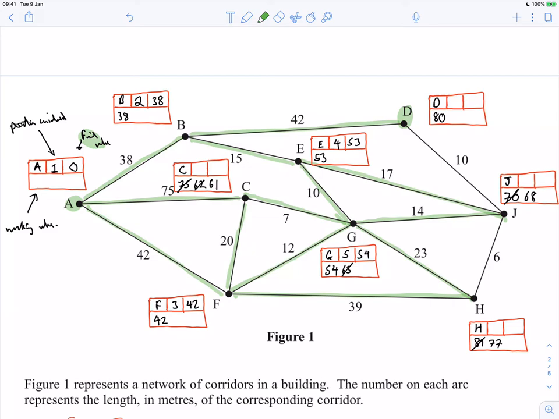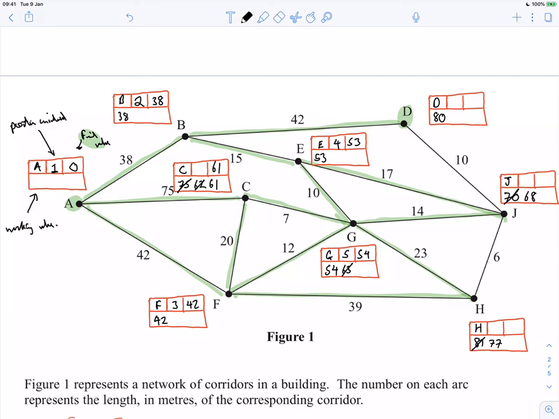Okay, so where are we now? Right, so we have now got 61 to consider. We've got 80 to consider, 68 and 77. Everything else is done. 61 is clearly the next one. Now, here's the thing. C is now connected to all other nodes that are finalized. To A is finalized, to F is finalized, and to G is finalized. So this is actually quite an easy one. It's done, so it's just 61.